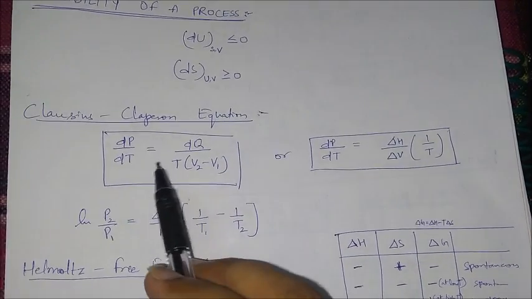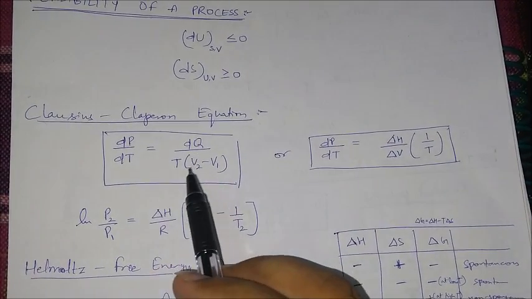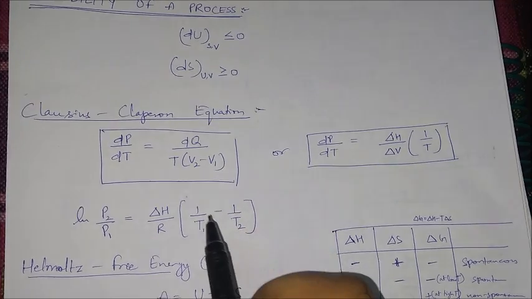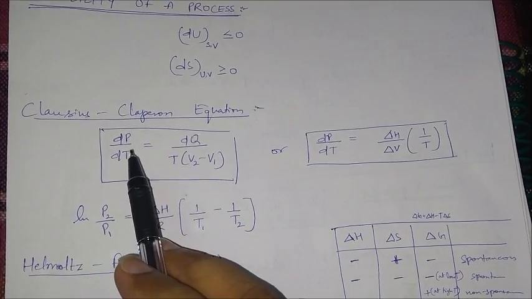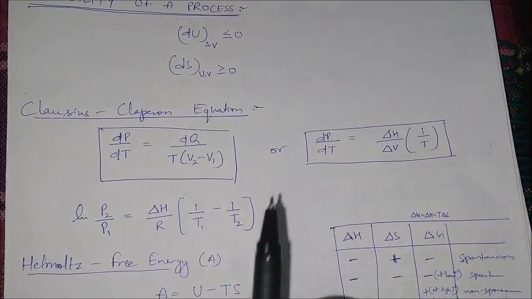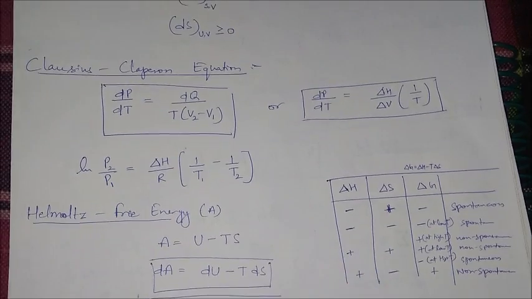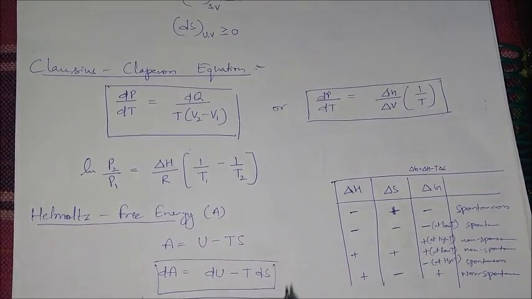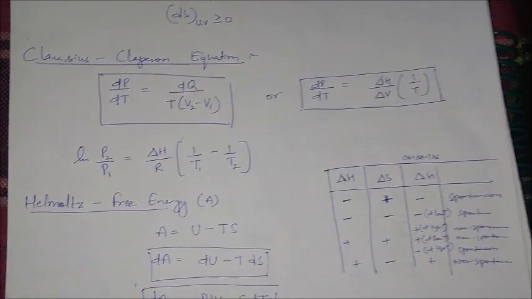Next is the Clausius-Clapeyron equation, that is dP by dT is equal to dq by T(V2 minus V1). This will give you the relation between pressure, temperature and volume during expansion or anything. So these are other forms of the Clausius-Clapeyron equation.